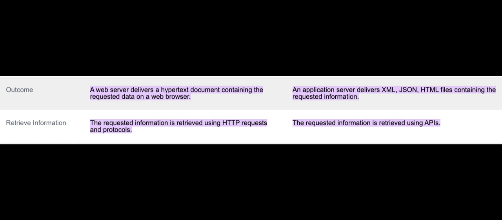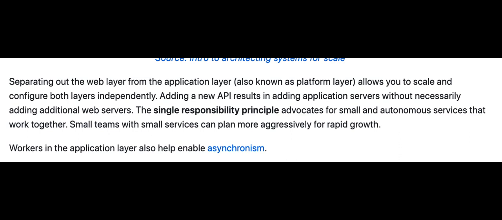Why do we do that, and what is the benefit of using an application server? The important benefit is decoupling the role of each component. In computer science, decoupling is a key concept to know. In our case, separating out the web layer from the application layer allows you to scale and configure both layers independently. This decoupling leads to one system architecture called microservices.